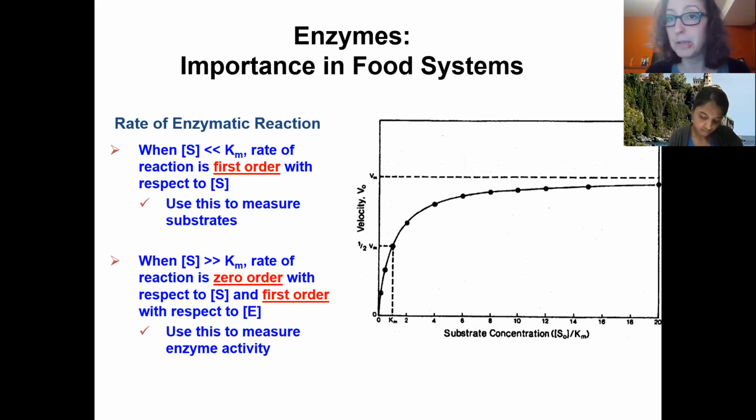I don't want it to be dependent on the substrate. So I want to set up my reaction where I have a lot of substrate, so I saturate the enzyme, so it's zero order with respect to substrate and first order with respect to enzyme. That means if there is a change in enzyme concentration, I can pick it up based on the rate of the reaction. So when I'm measuring enzyme activity, I need to work with substrate concentrations much greater than Km so that they are not impacting the rate of the reaction, but the enzyme concentration is.